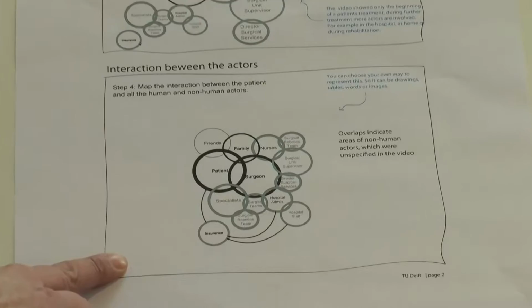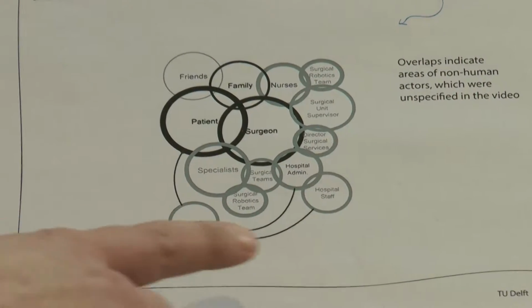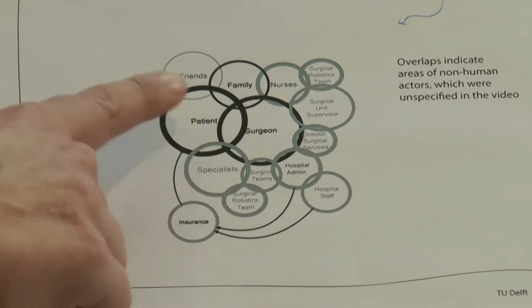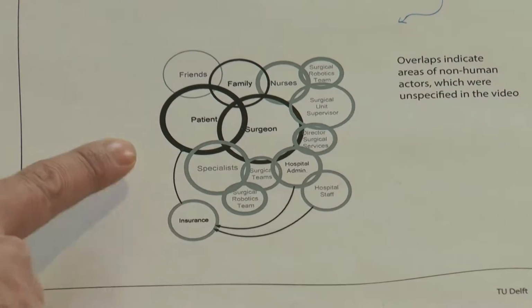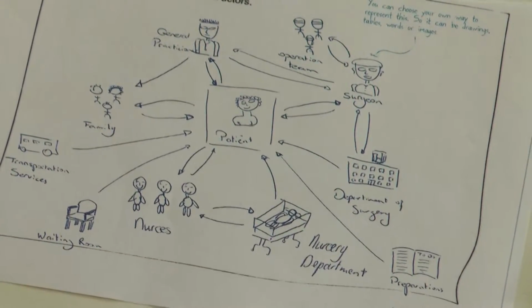This is another example where the actors are visualized by circles with names in them, and the circles overlap a bit, and in this way the interdependencies are visualized. Yeah. But drawings like this are also possible. You can also draw it yourself, of course.